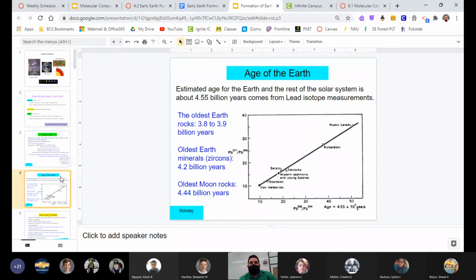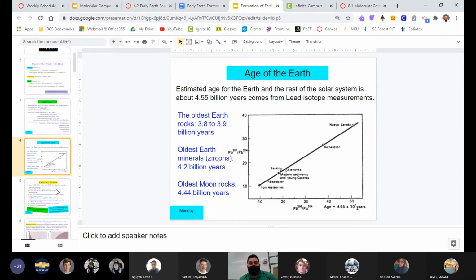The oldest minerals that we find on Earth, which are called zircons, are about 4.2 billion years old. Note that the minerals are older than rocks. The minerals are formed in the interior of Earth, and then they come out every now and then when you have volcanic eruptions and things like that. The oldest moon rocks are about 4.4 billion years old. Note that the moon rocks are older than Earth rocks, and that will make sense later on. That's mainly because Earth rocks are being recycled and changing. All the other planets do not have plate tectonics, so those rocks do not change over time.